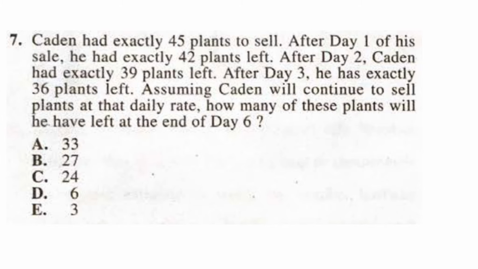Here's another one that we do not want to outthink the problem. Just get to a solution. Remember, we're not trying to prove how smart we are. We're just trying to get a solution. It says Caden has exactly 45 plants to sell. After 1 day, he has 42. After the second day, he has 39. After the third day, he has 36. So we can see that Caden is selling 3 plants per day.